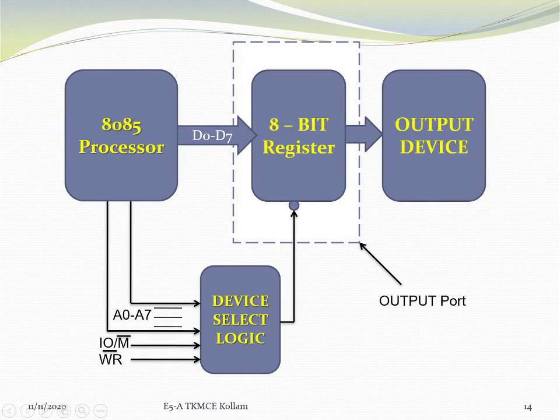Similarly, this is the structure of output port. Here the data is transferred from microprocessor into output device through output port. Here this circuit contains buffer plus 8-bit register. The 8-bit register temporarily holds this data. Whenever, by means of this device logic, the buffer is enabled, then only that data is transferred into output device. So this portion is output port. Just like input port, it contains buffer that is not separately shown here and 8-bit register.